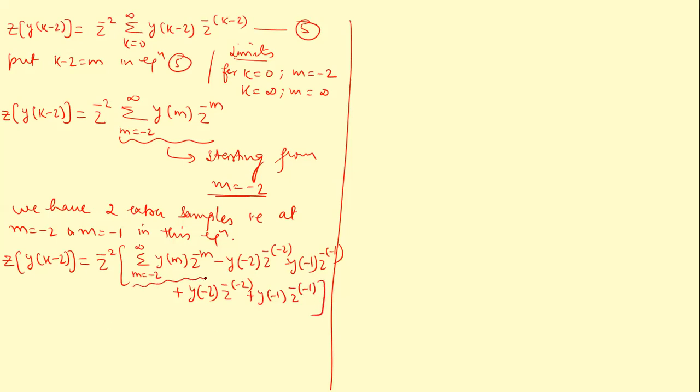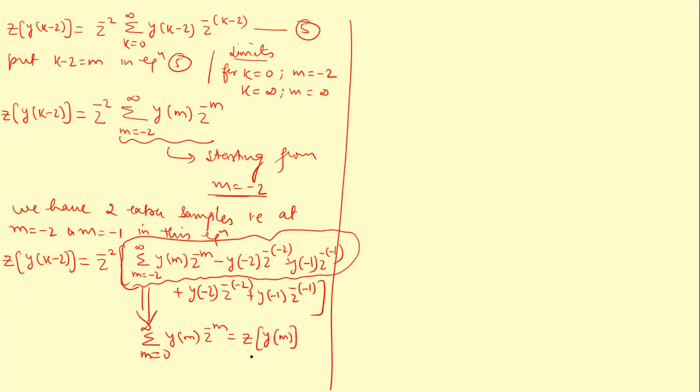Now these three terms are equal to the summation m is equal to 0 to infinity, because you have subtracted these two extra samples from the summation. So it would be starting now from m is equal to 0. So it is the summation m is equal to 0 to infinity of y(m) z raised to the power minus m. So this is the z transform of some sequence y(m), which can also be written as Y(z), right? So now we will simplify this one here.